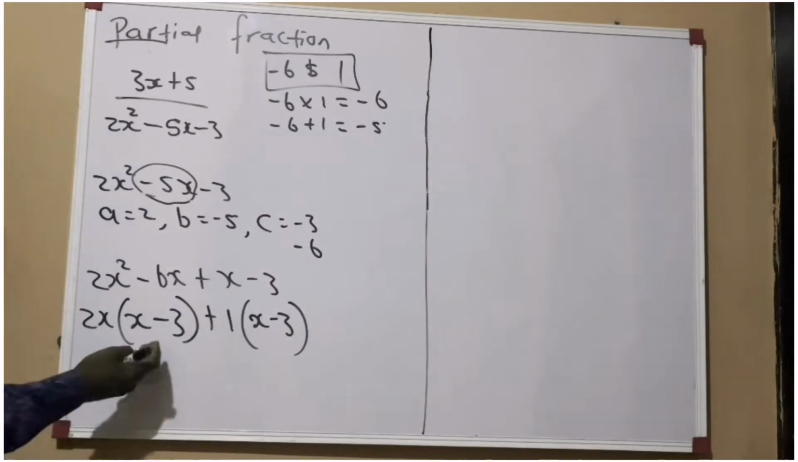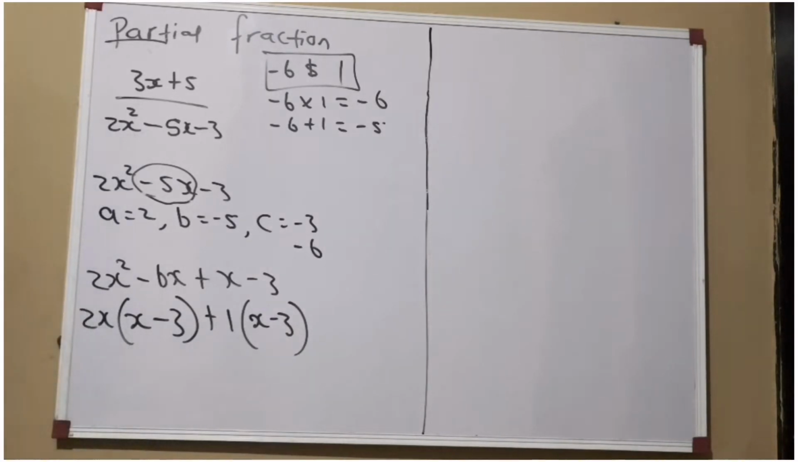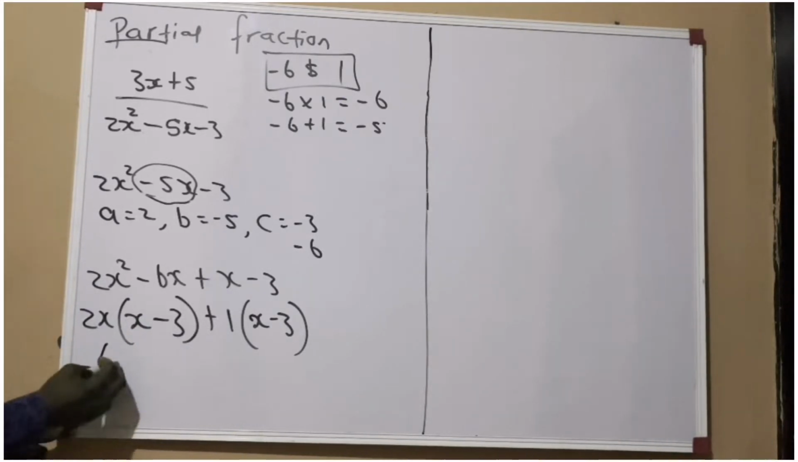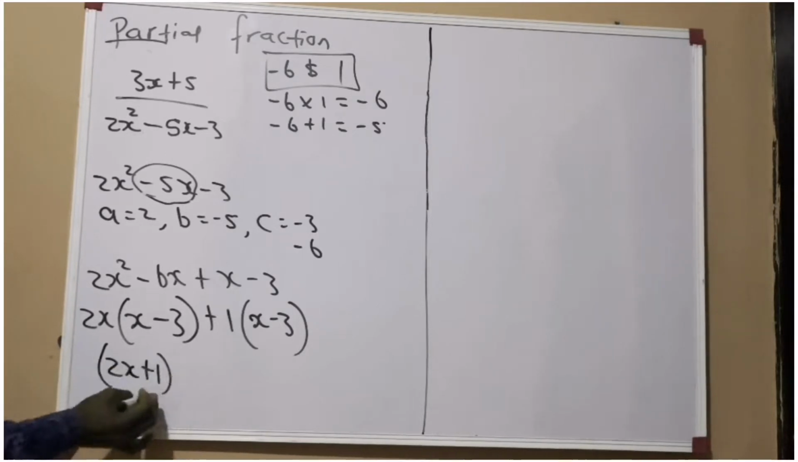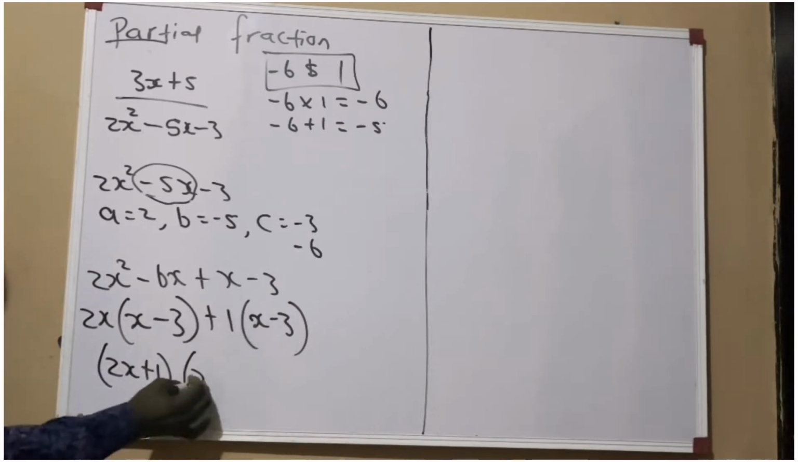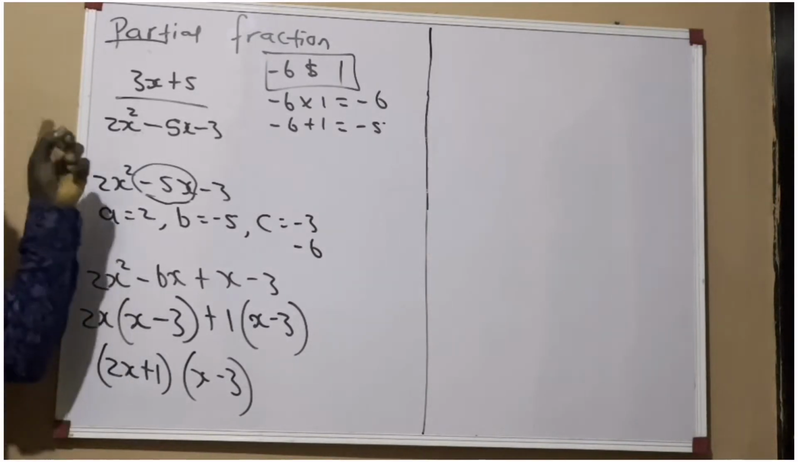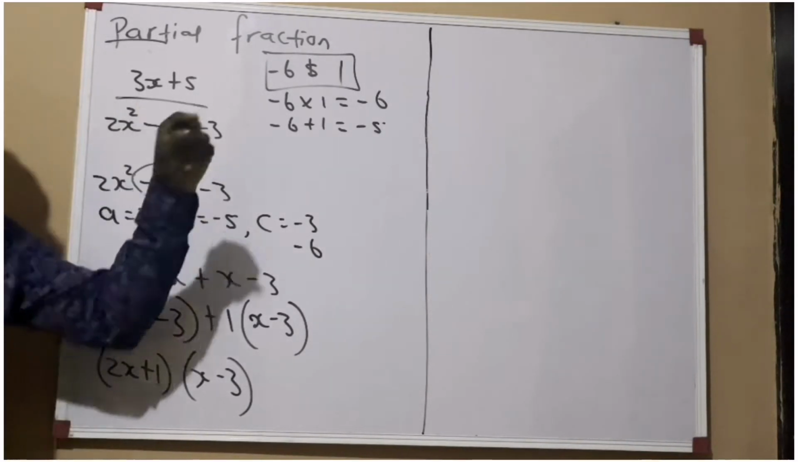And it's automatically, this is x minus 3 and this is x minus 3. They are all the same. So next, what you have outside the bracket, which is 2x plus 1, give it in the bracket, 2x plus 1, and then pick one of what? The x minus 3. So these are the factors of 2x squared minus 5x minus 3.